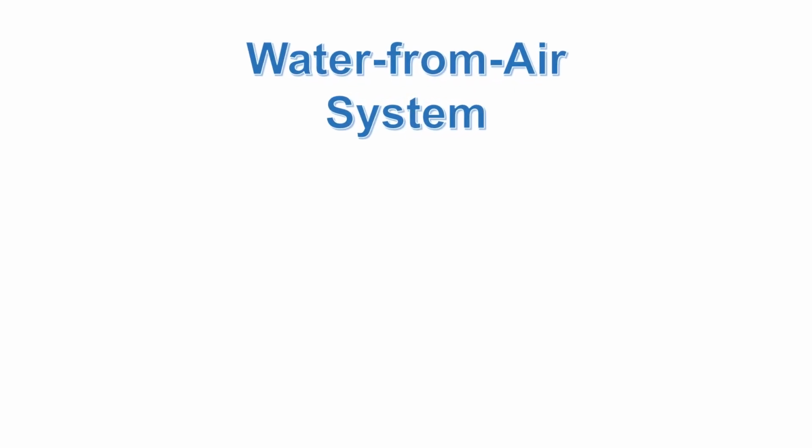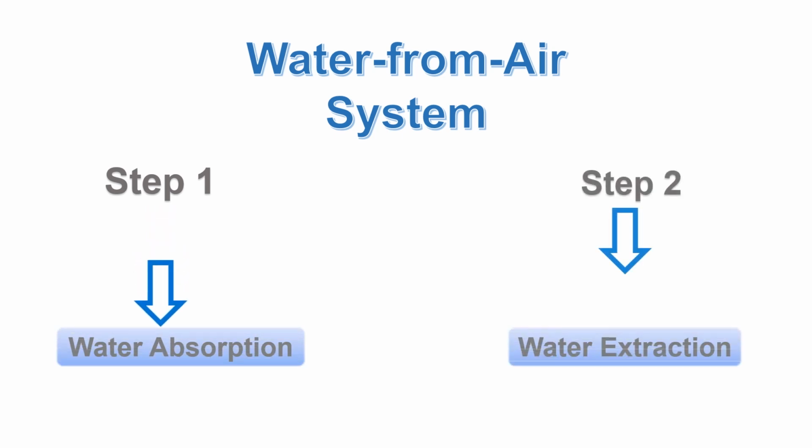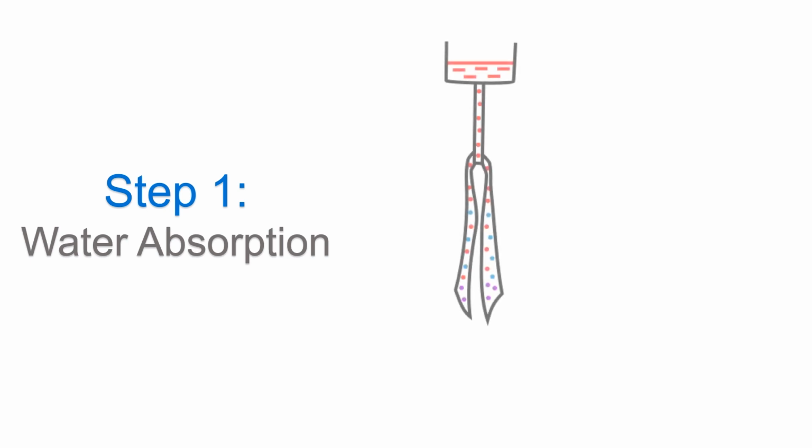The aqueous water from air system design can be explained in two steps. Step 1, water absorption, and step 2, water extraction. Let's see a diagram first. Step 1. In step 1, water vapor is absorbed into a liquid desiccant.